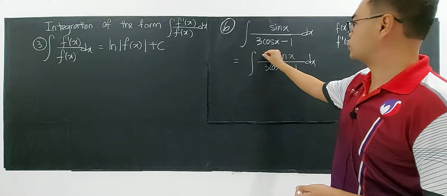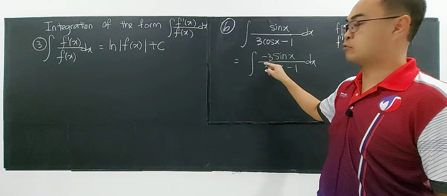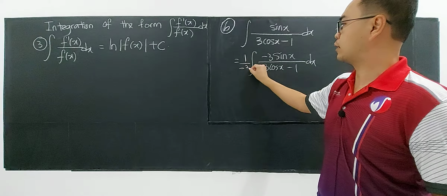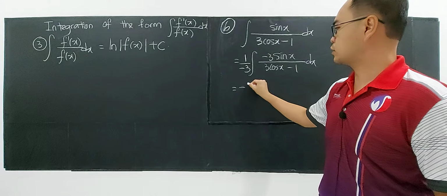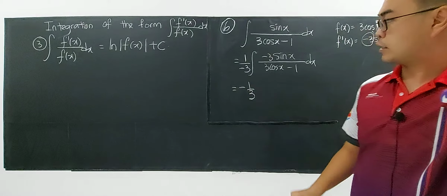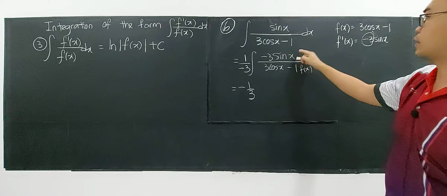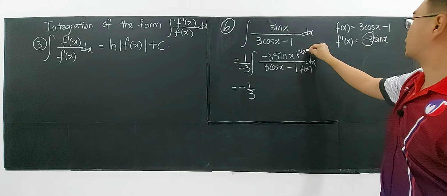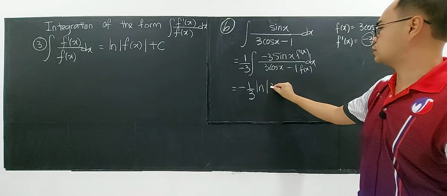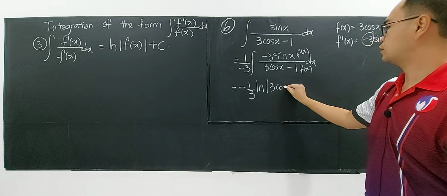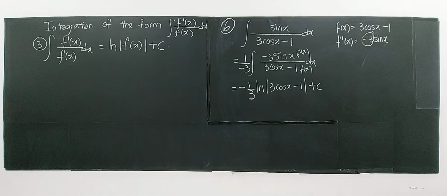So you need a negative 3 here, based on f prime being negative 3 sine x. But you cannot just simply put negative 3; you have to balance it back by dividing by negative 3. Then you can directly use the formula with negative 1 over 3. This is your f(x), and this is your f prime x. So you can directly put ln modulus of the f(x), 3 cos x minus 1, plus c.